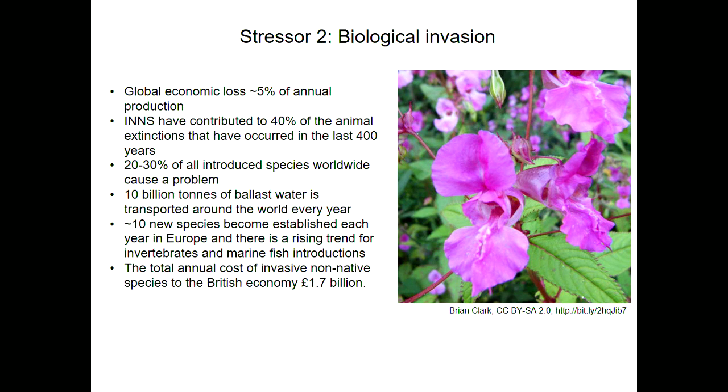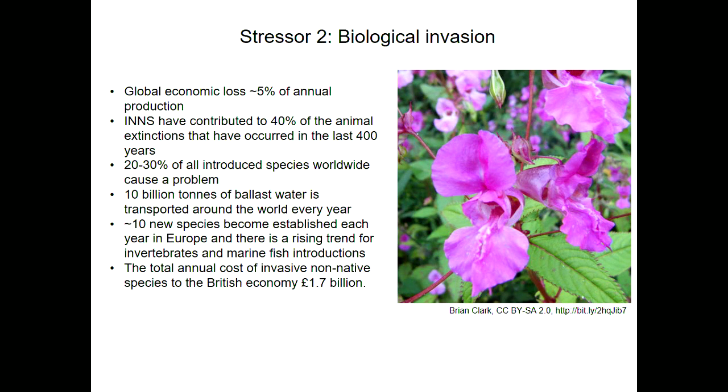So global economic loss of around 5% of annual global production, 40% of animal extinctions are attributed to interactions with biological invasions, and 20 to 30% of all introduced species cause problems. This idea of ballast water comes into play with a particular system that I'm going to be telling you about. There's a whole lot of shipping that goes around moving vast quantities of propagules of different species. We have a rising trend for invertebrate and marine fish introductions in Europe, and the cost to the British economy of invasive species is about 1.7 billion in terms of mitigation and preventing the arrival in the first place.